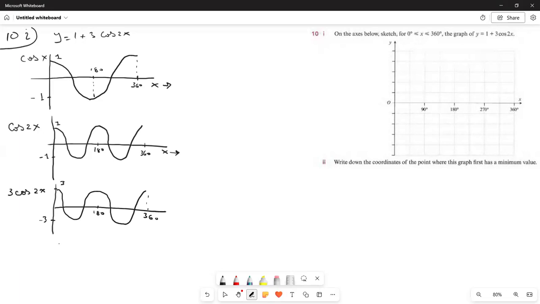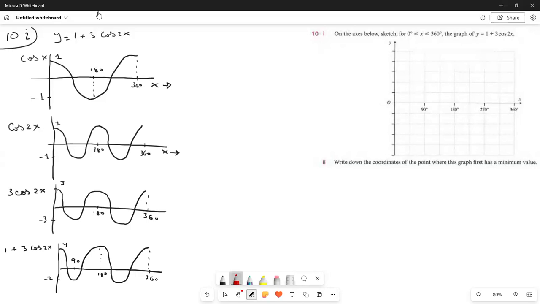Okay, and finally, when you want to make 1 plus 3 times cos 2x, it will shift up by 1 unit. So this 3 will go to 4 and -3 will go to -2. So now I have the same graph, but it will go like this. So this maximum value is again at 360. This is 180. And this point is 90. And this value is -2.